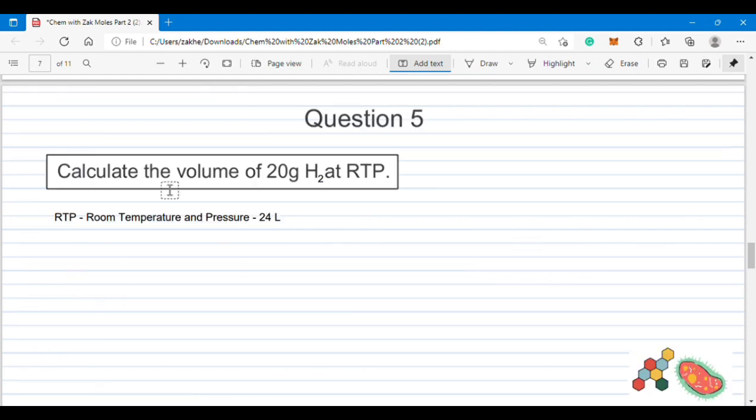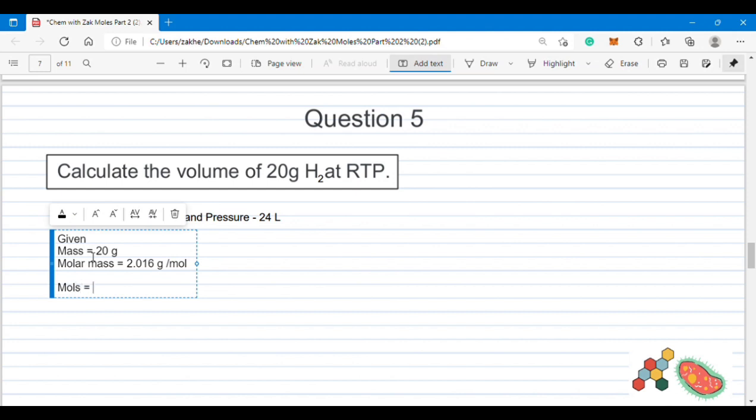For question 5, it had asked us to calculate the volume of 20 grams of hydrogen at RTP. And of course, RTP simply means room temperature and pressure, which has a molar volume of 24 liters. So the first thing is that we write down what's given, which is the mass of hydrogen, equal to 20 gram, and the molar mass of hydrogen as well, which is 2.016 gram per mole. Therefore, with these two values, we can find the moles with the mass divided by molar mass.